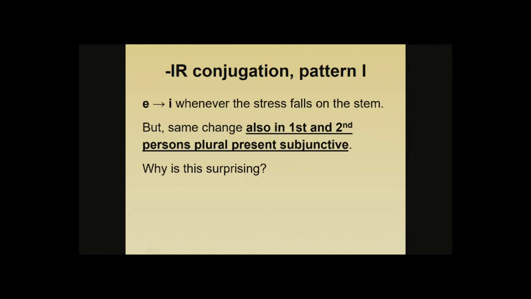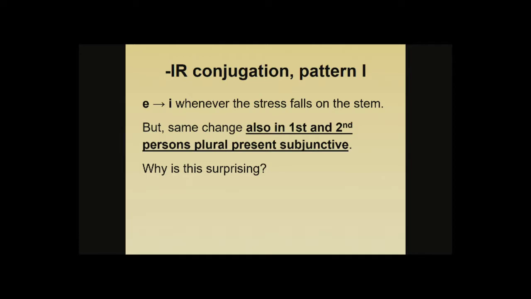So far we've seen that everything seems to fit in with stress falling on the stem, but I've highlighted this point here about first and second persons plural present subjunctive. You get the same change there. So, what's surprising about that? Yes, that is definitely true. But obviously, you wouldn't get a change to I anyway with AR and ER verbs, would you? You've got the e to ye and the o to ue. But you're quite right. With AR and ER verbs, there's a strict prohibition, isn't there, on getting a radical change in forms like nosotros and vosotros.